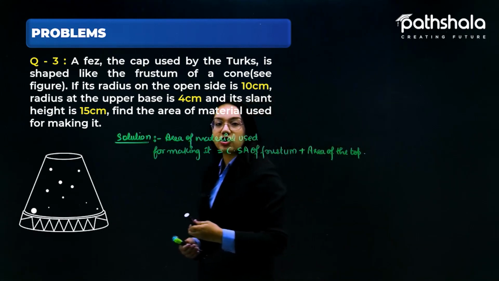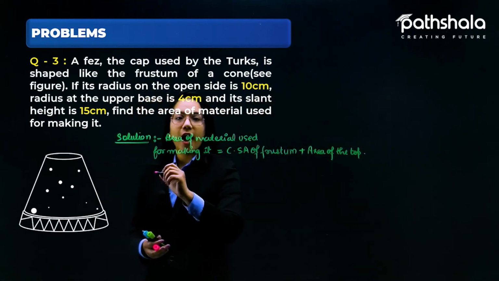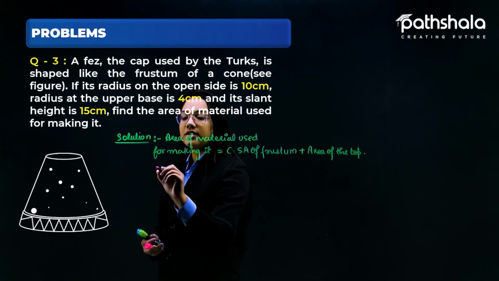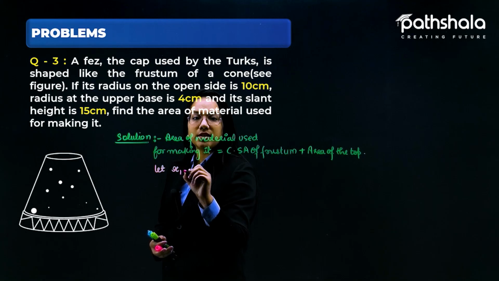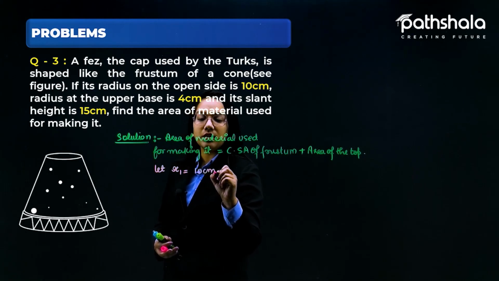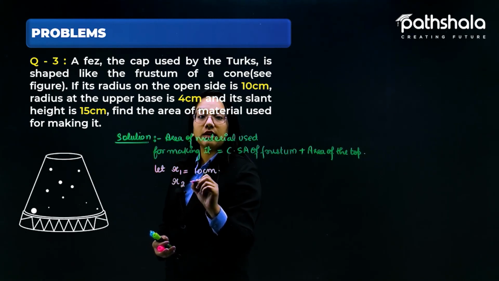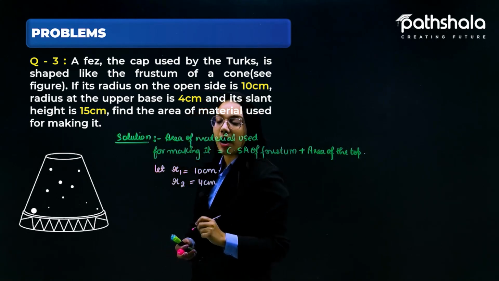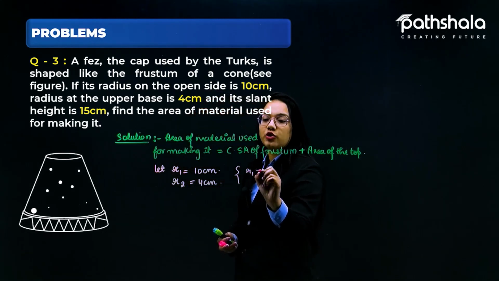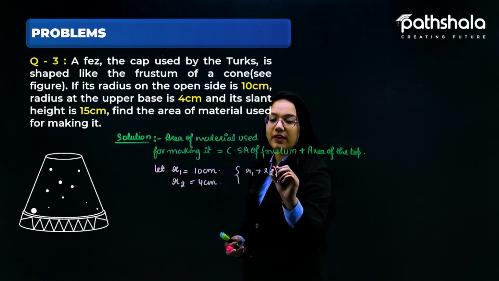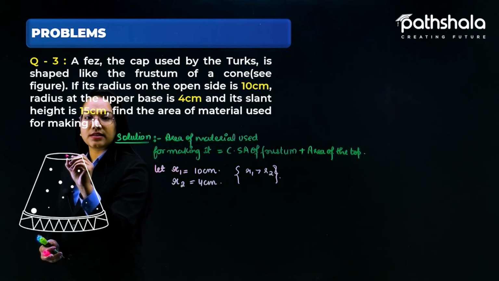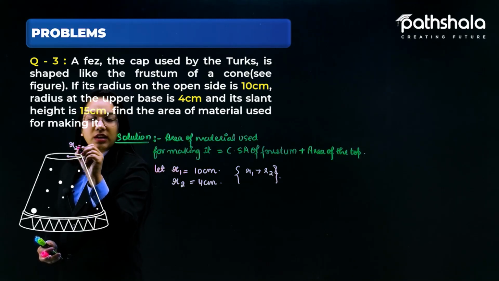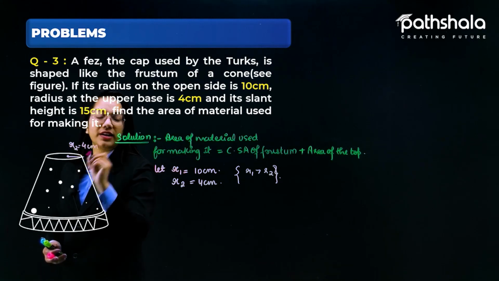Let us talk about the radius. Let R1 be equal to 10 centimeter and R2 be 4 centimeter, because we know that R1 is always greater than R2. So we have R1 as this radius, and we have this radius as R2, which is equal to 4 centimeter.